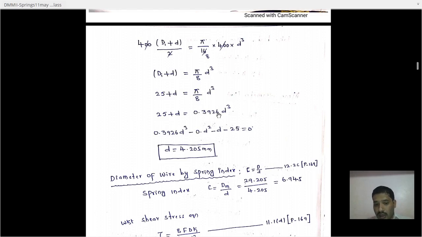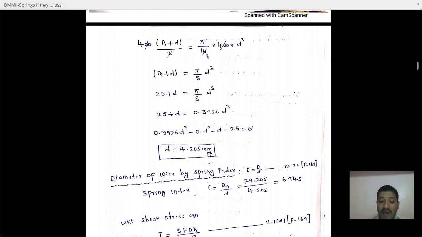This is of the form ax cube plus bx square plus c into x plus d, where d indicates it is a constant value equal to 0. If you find it with the help of a calculator, you can easily get the value of d. How much do you get here? 4.205 mm. Then you will get the value of d.